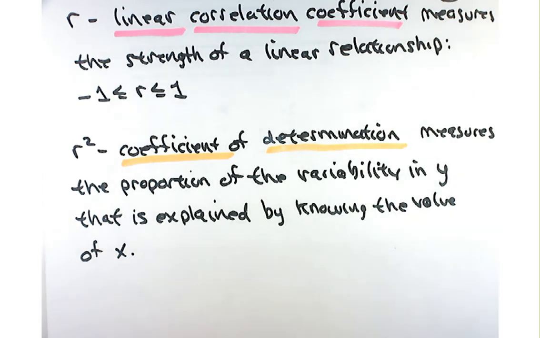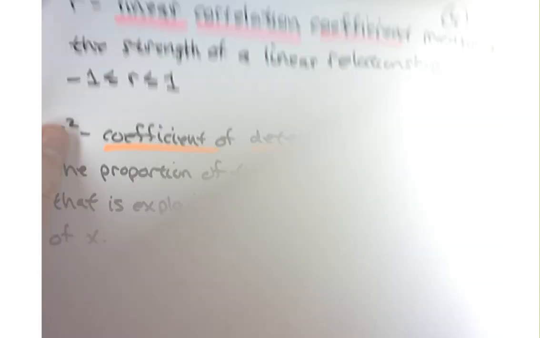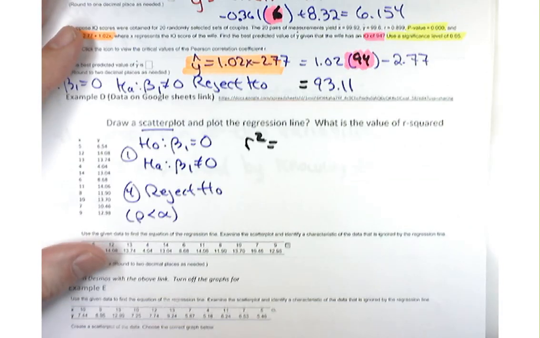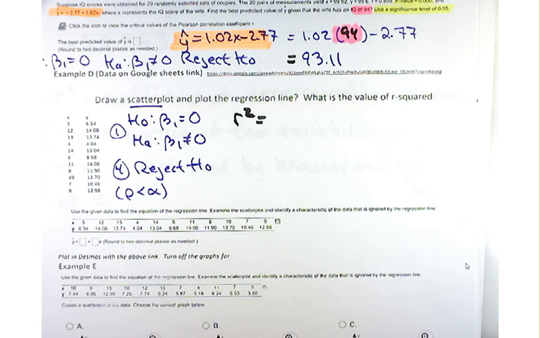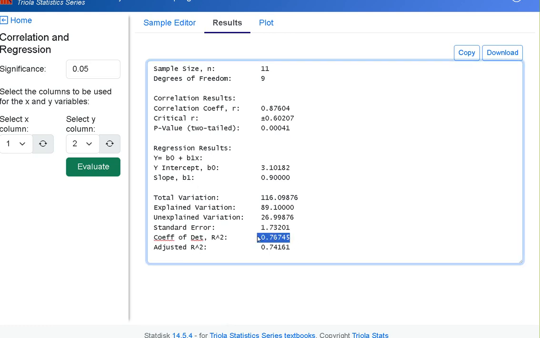So let's go back and think about the value of r squared then for our current plot. Now, one of the outputs from our regression data is going to be the value of r squared. Take a look at your data. Take a look at that plot. What is it telling you? What do you see for the value for r squared? Let's see, r squared. Yeah, 0.76745.